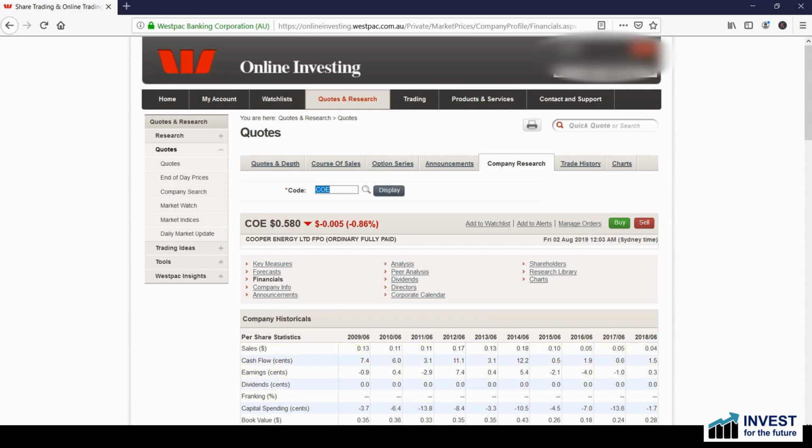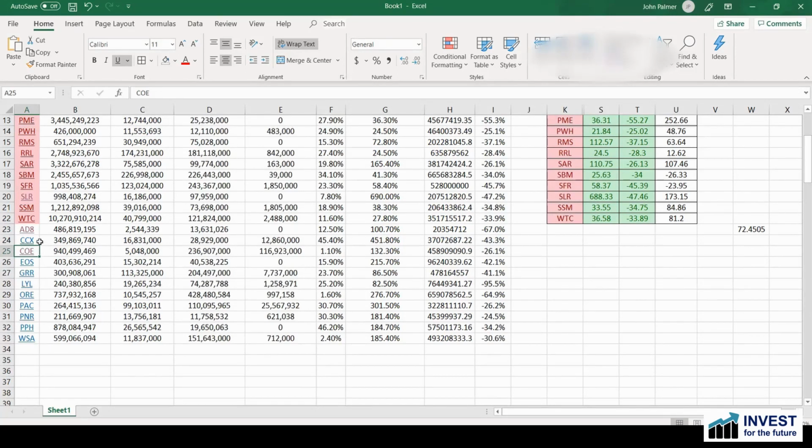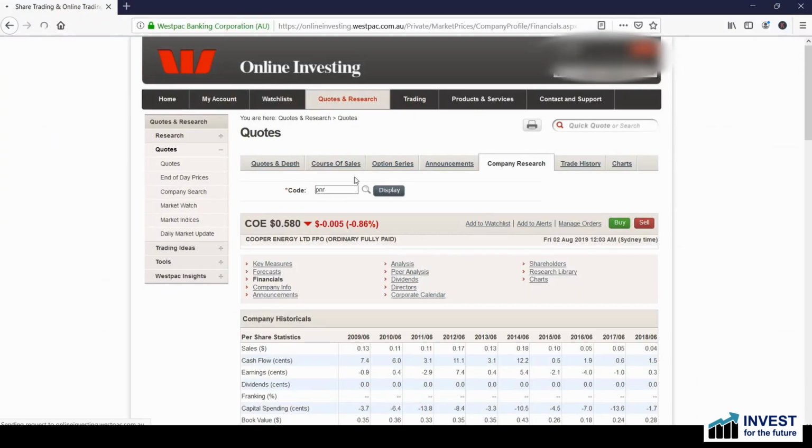So we won't keep going on forever here. This is looking pretty awesome, isn't it? Many of these seem to have done very well, and WestPac's actually found them. PNR, I wonder what that is. Pantoro Limited, never heard of them.